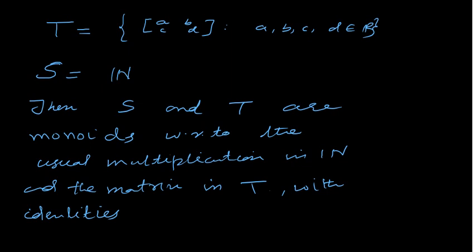What's the identity of S? It's the set of natural numbers under multiplication, its identity is 1. And what's the identity of this T, the 2 cross 2 matrices? It's just this one, 1 0 0 1, respectively.